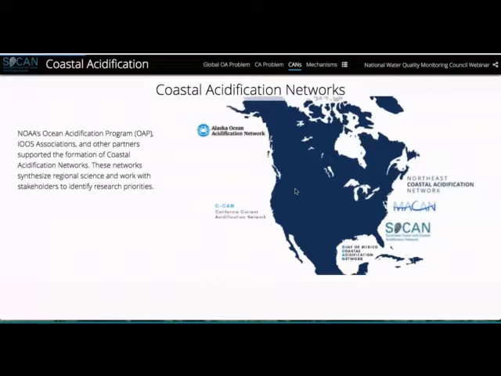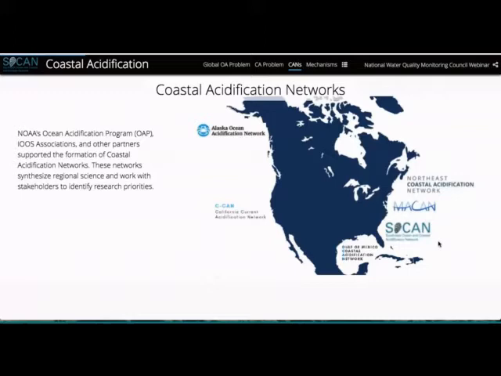We have six regional CANs throughout the country, and a lot of these were formed based on where the problem was seen first. For example, the California Acidification Network has been up and running for a long time, whereas GCAN in the Gulf, SOKIN and MACAN are relatively new to the CAN networks. Our goal for these CANs is to separate the global problem of acidification from all of the different coastal issues that we're seeing.